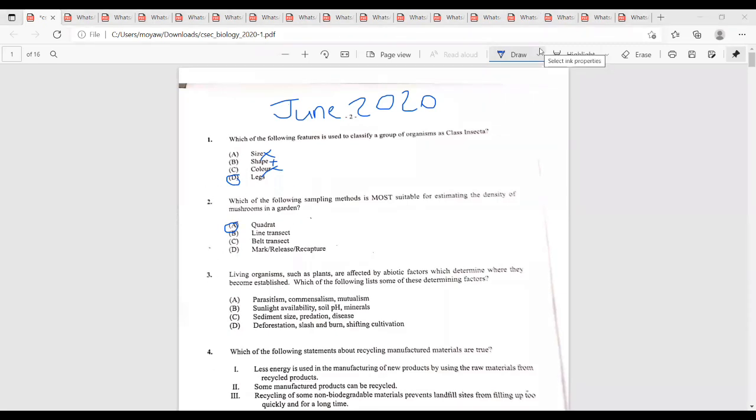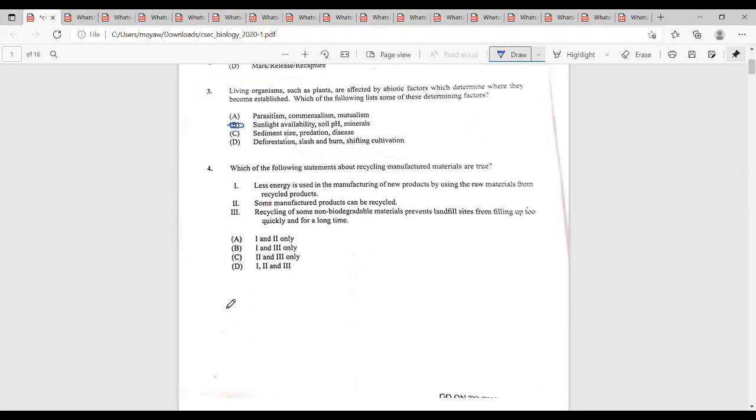Question 3. Living organisms such as plants are affected by abiotic factors which determine where they become established. Which of the following lists some of these determining factors? So we have A, parasitism, commensalism, mutualism, B, sunlight availability, soil pH, minerals, C, sediment size, predation, disease, D, deforestation, slash and burn, and shifting cultivation. The best option here would have been B, because abiotic factors are non-living factors. We also met this one in a previous past paper.